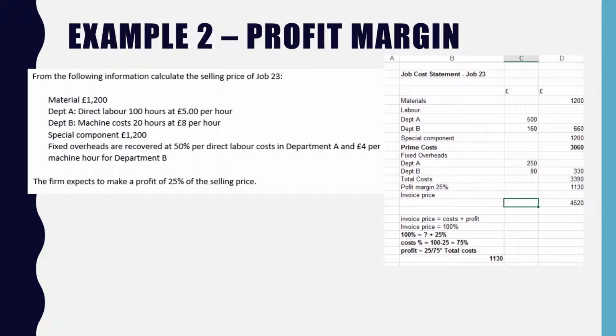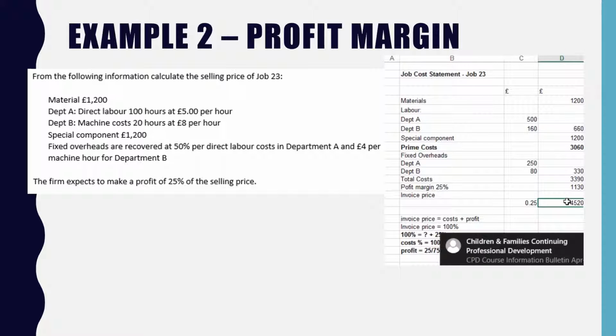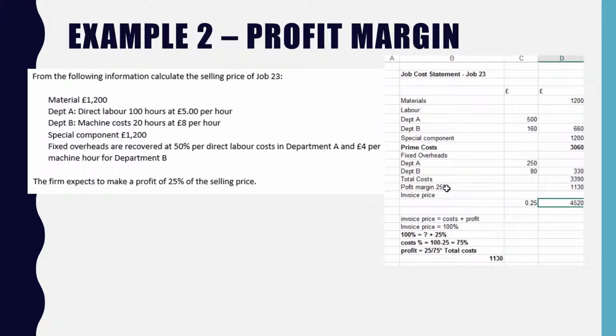Now, if I wanted to, I could check that that was correct. What I should have here is the 100% made up of 75% the cost and 25%, which is the 1,130. So I could check that the profit is in fact 25% of my selling price by taking my profit, 1,130, and dividing that by the invoice price, and it should give me 25%, so 0.25, which it does. So that means that my invoice price has included the 25%. So I have got a profit margin of 25%. That means there's a margin of 25% between the cost and the actual invoice price. Okay.